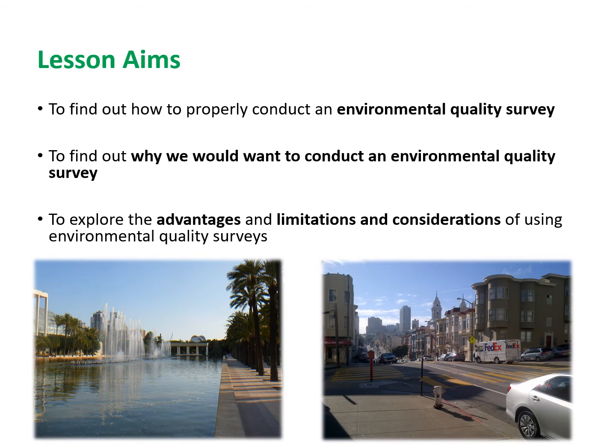So before we get started, it's important to outline the aims of the lesson. And as always, there are three aims when we're looking at the methods in Advanced Higher Geography. First of all, obviously we want to find out how to properly conduct an environmental quality survey. That's the primary aim of this lesson, so that if you decided at some point in the future that you wanted to conduct an environmental quality survey, or EQS for short, you'd be able to do it and do it well. So that's the first aim.